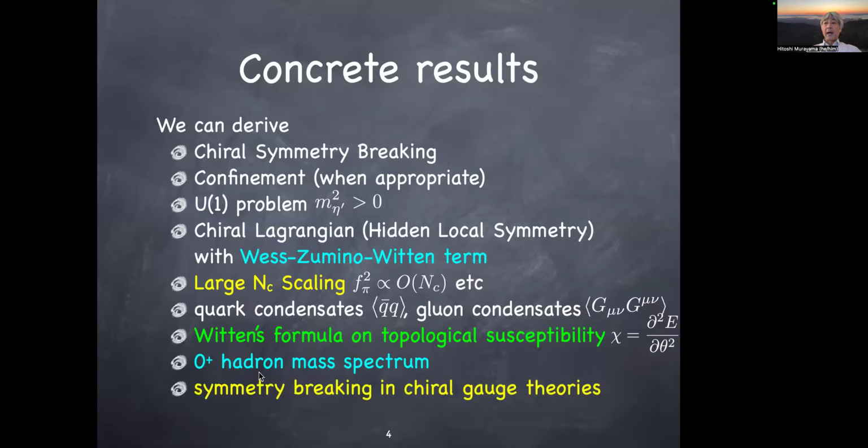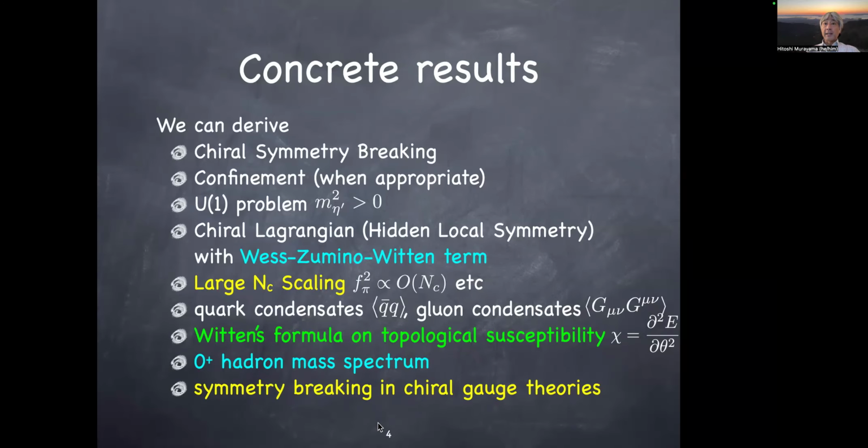And also, when you move to chiral gauge theories, we have very little idea on what they actually do. So using this technique, we can also show what kind of global symmetry is dynamically broken in the ground state in these chiral gauge theories. So that can be worked out as well.